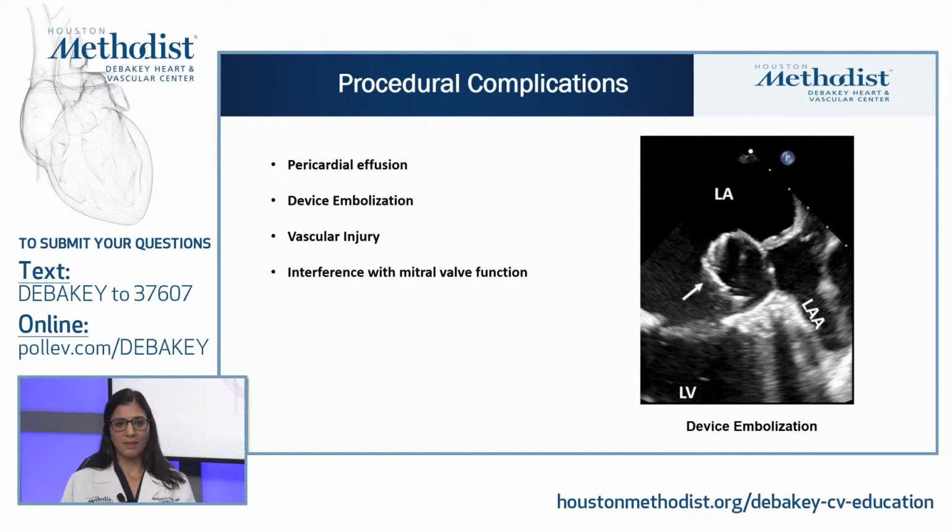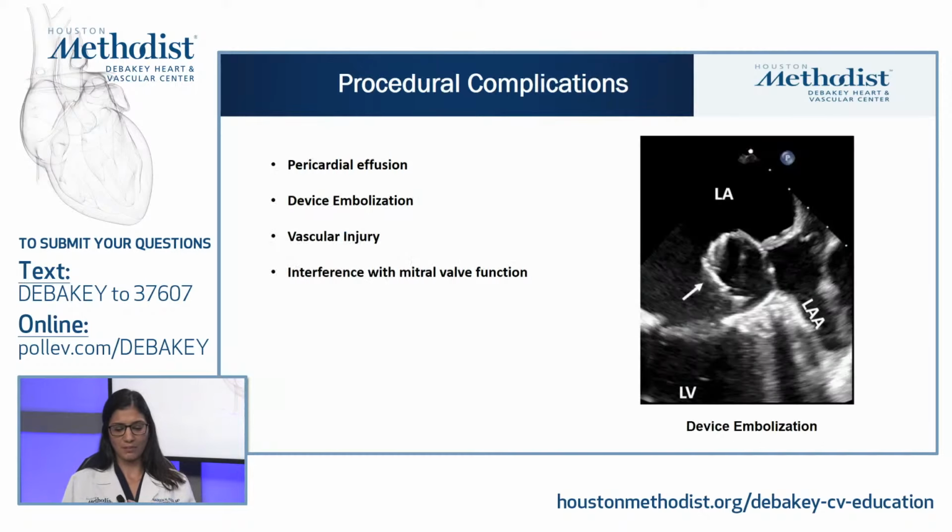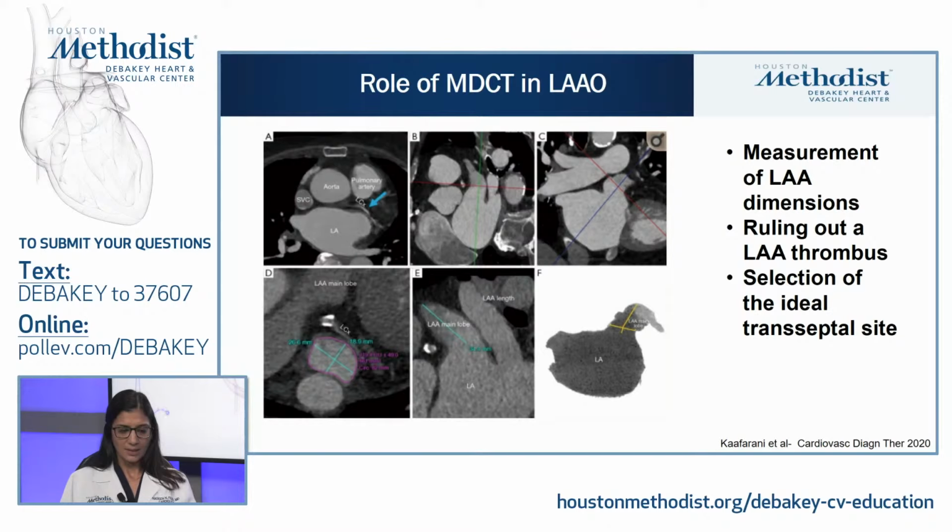Complications of left atrial appendage occlusion include pericardial effusions, device embolization, vascular injury, and interference with the mitral valve function. And all these things can be detected by TEE. Similar to TMVR, CT is also very helpful in planning left atrial appendage occlusion procedures. CT can be used to measure left atrial appendage dimensions, can be used to rule out left atrial clots, and can be used to select the ideal transseptal site and the C-arm angulation in the cath lab.